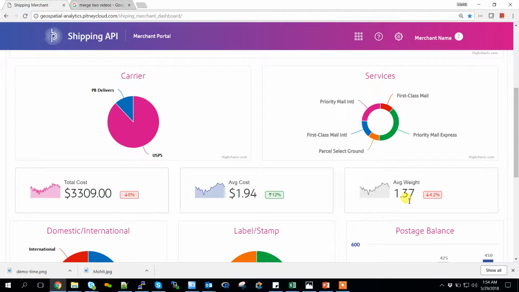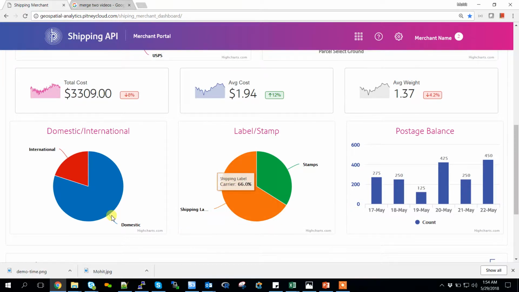So the average weight for all the shipments was 1.37 lbs, and how it changed since last 1 week. If we further scroll down, we are showing how many of the shipments were for international and how many of the shipments were for domestic. Here we are showing how many of them were for labels, how many of them for the stamps.